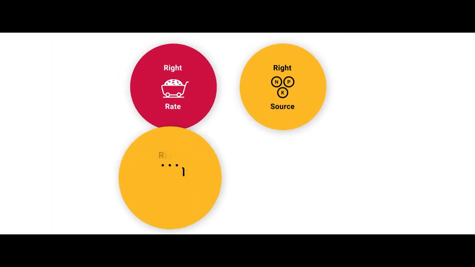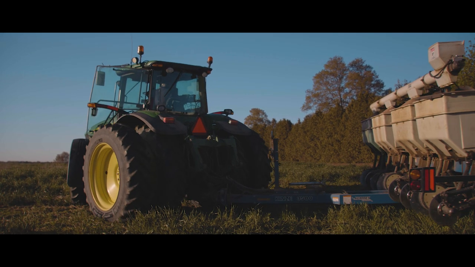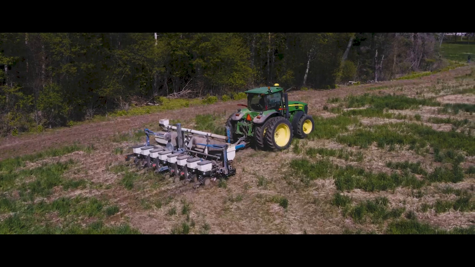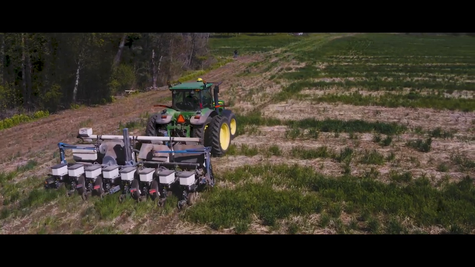The digital maps help us complement the four R's that we call nutrient stewardship. I figure I paid back that investment in the first year. If I get an extra bushel off a three-year rotation of one bushel of corn, one bushel of beans, one bushel of wheat, that's paid for.